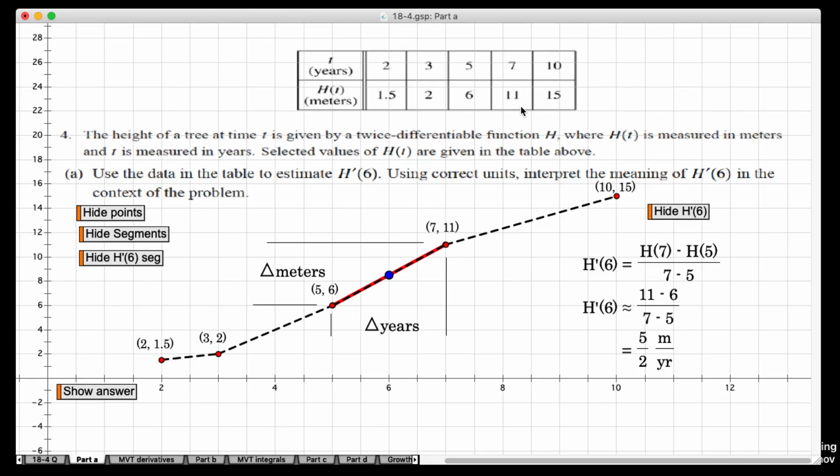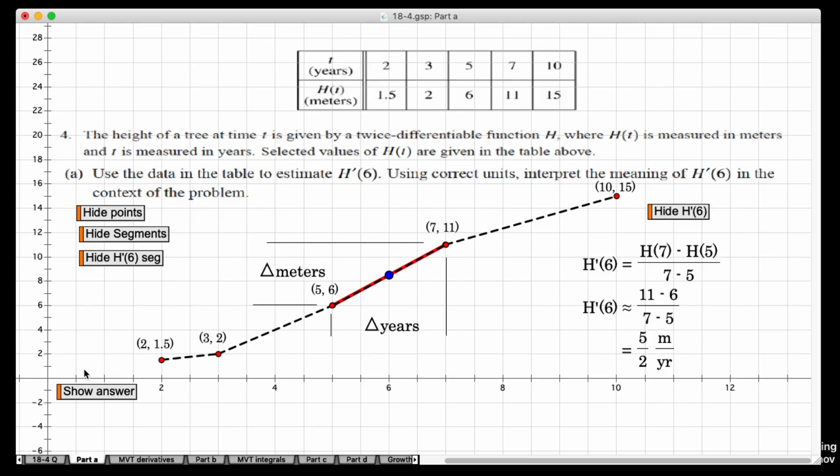And then the time would be 7 minus 5. So here's h of 7 minus h of 5. That's the change in h over change in time, which is 11 minus 6 over 7 minus 5, which is 2.5 meters per year. That's its rate. Another way of looking at it, over this time period from 5 to 7, it grew 5 meters. It was a 2-year period, so it grew 2.5 meters per year.